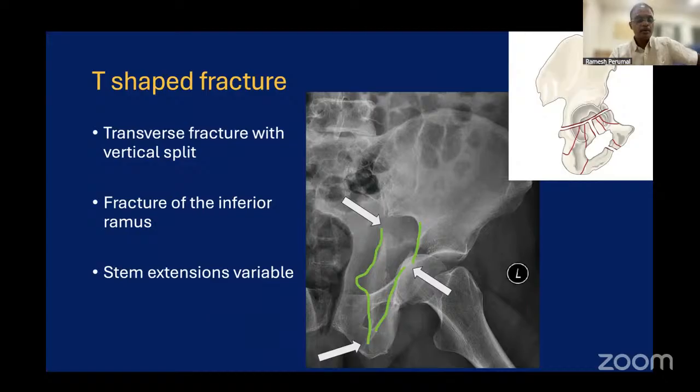where you can see there is a split in both the iliopectineal and ilioischial lines. There is a fracture extending down to the inferior ramus. The inferior extensions can be variable. It can start from the pubic symphysis, or in the middle of the obturator ring, or also at the ischial tuberosity. So depending upon the violence, the ring breaks at different levels, but the constant component is a break in both the lines, and an intact part of the ilium attached to the SI joint.